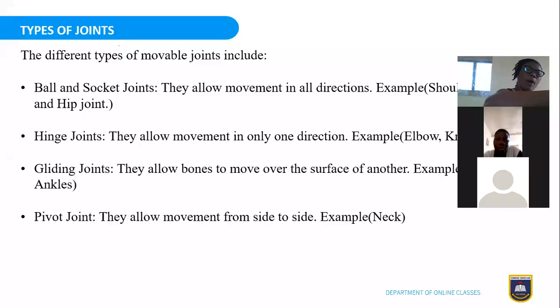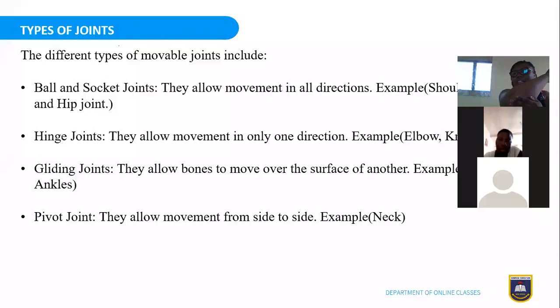But with the shoulder, I can be here and be moving my shoulder. This is the ball and socket joint, or your hip. You can be moving your hip in any direction. You can be moving the shoulder in any direction. But the hinge joint allows movement in only one direction. So your elbow has a hinge joint, because it allows movement in only one direction.